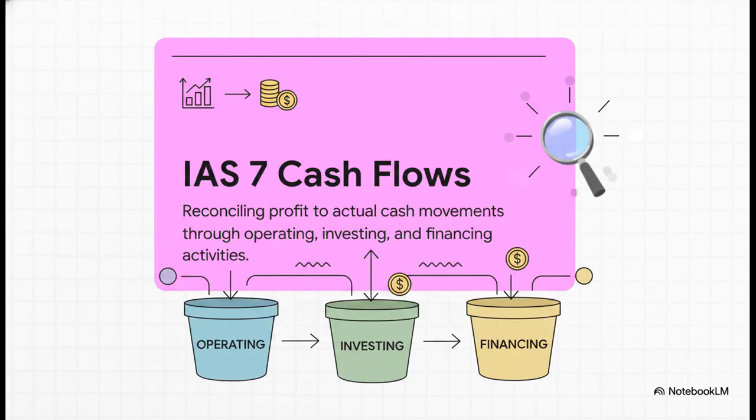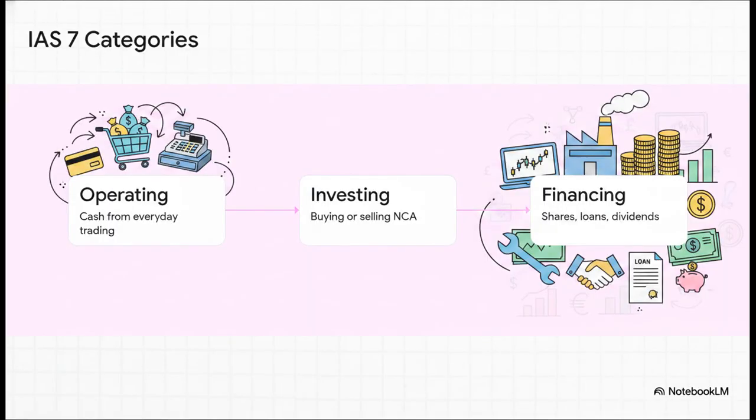And that brings us to the formal definition of IAS 7. This standard basically requires us to reconcile that paper accounting profit to the actual physical cash movements. It's brilliantly structured around categorizing those cash movements into three very distinct buckets, making sure every single dollar in and out is accounted for. Those three buckets are operating activities, which is just cash from everyday trading, investing activities, like buying or selling non-current assets, and financing activities, which covers things like issuing shares, taking out loans, or paying dividends. Literally every cash movement falls into one of these three.